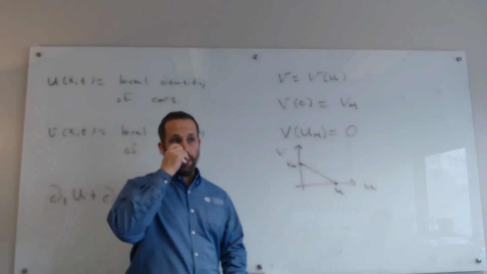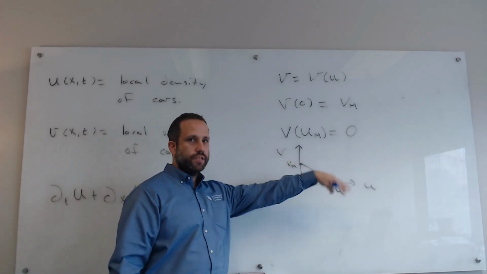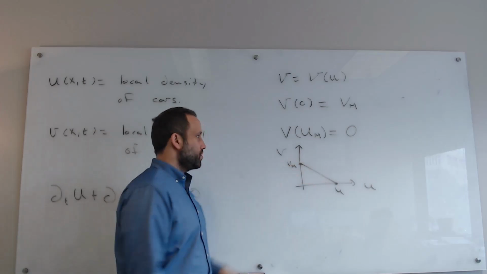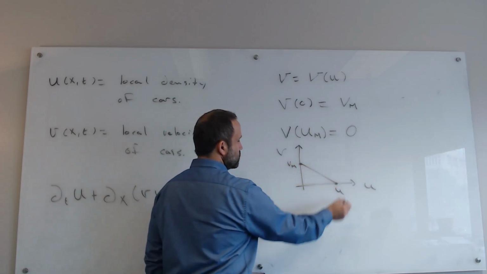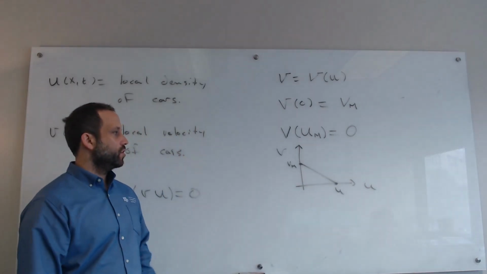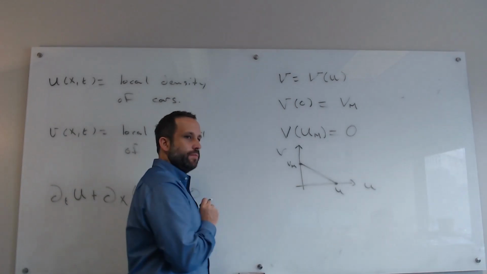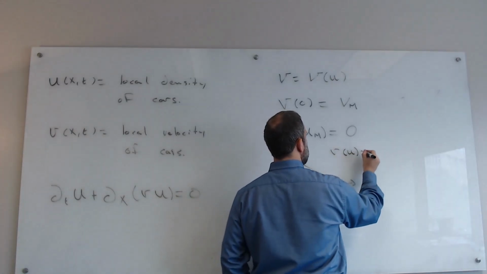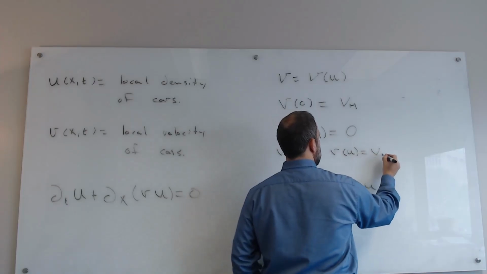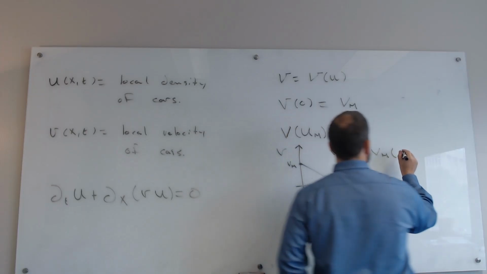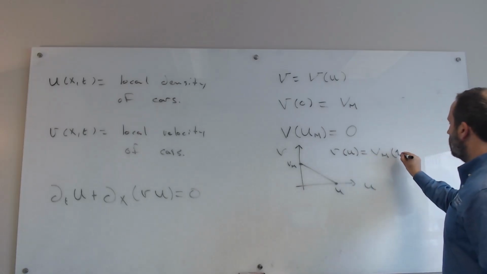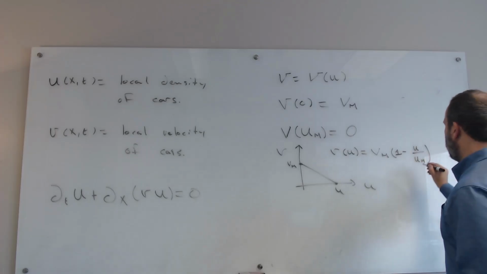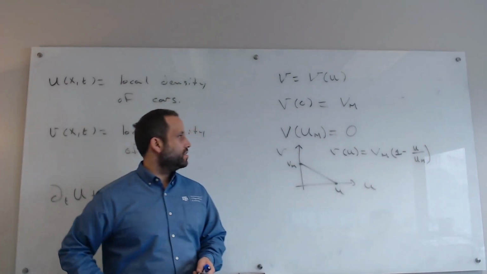There's other things we could take as well, like 1 minus x squared, or something like that. You'd have to get the constants right, but something like that would also work. We could have something that looks like that, and so on and so forth. There's a number of different things that we could use here. But this is the simplest, and that's what we're going to go with. And so we've got v of u then is going to be equal to v_m times 1 minus u over u_m.